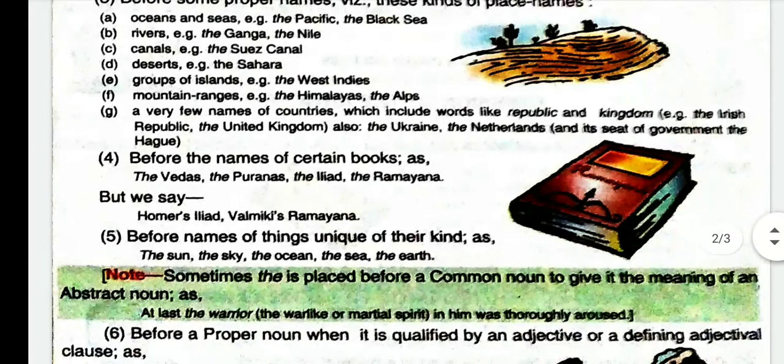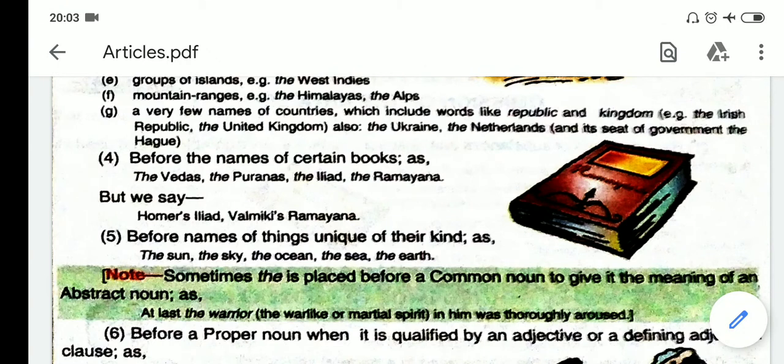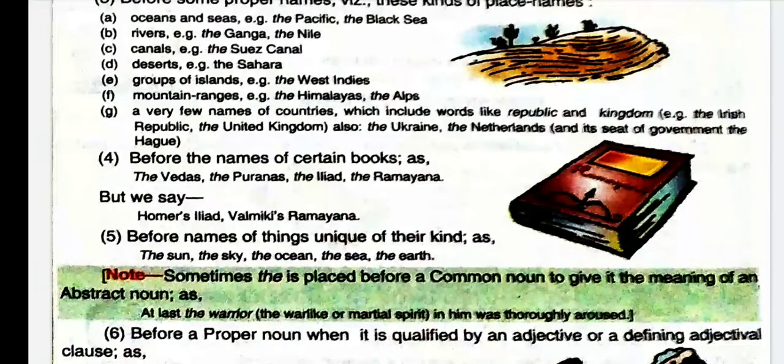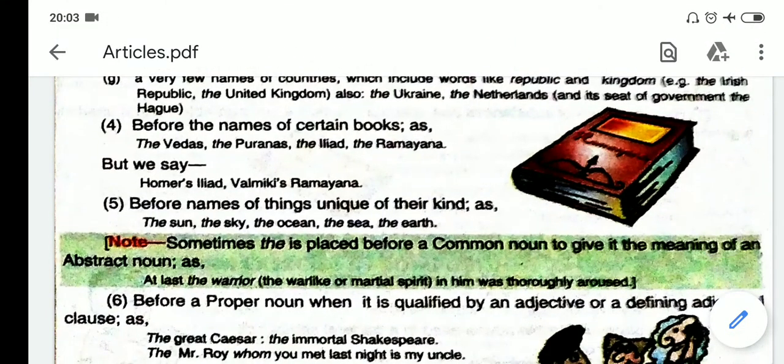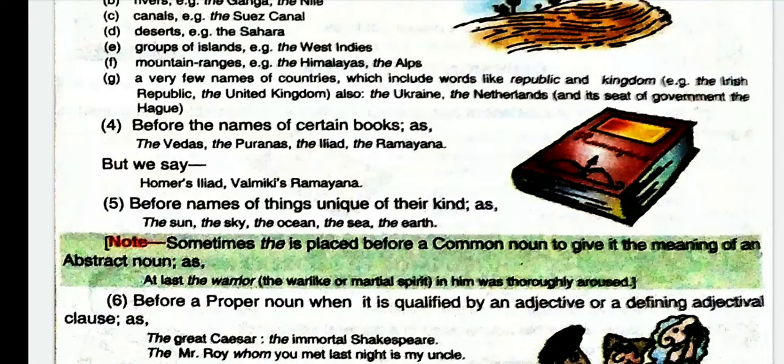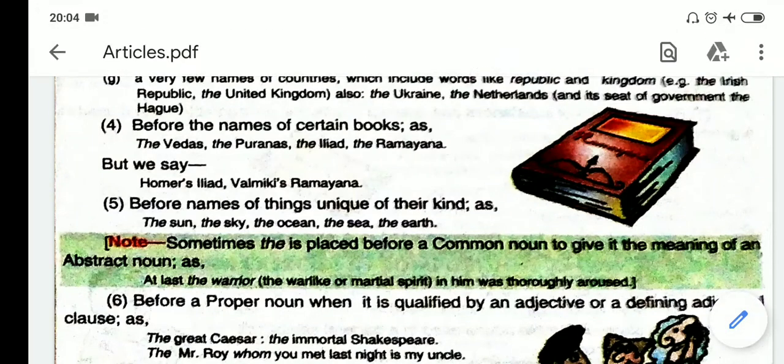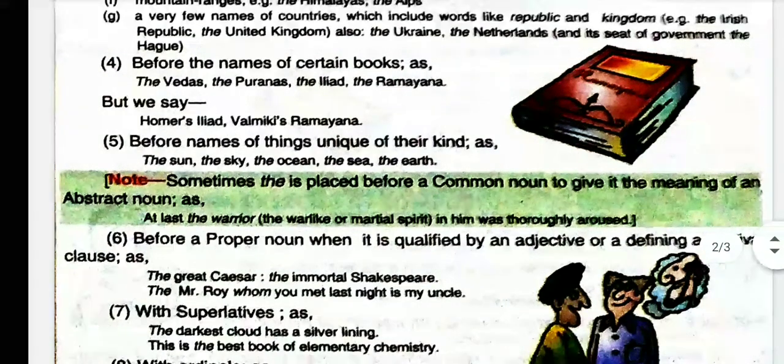Number 4, before the names of certain books, we use the definite article the: the Vedas, the Puranas, the Iliad, the Ramayana, the Holy Quran. Number 5, before names of things unique of their kind, we use the article the: the sun, the sky, the ocean, the sea, the earth. The sun sets in the east. You don't write sun sets in the east. We use the article the before these unique kinds of names.